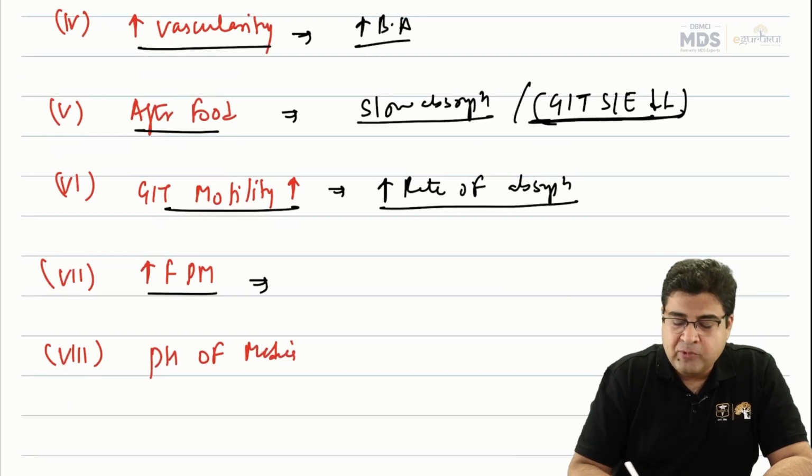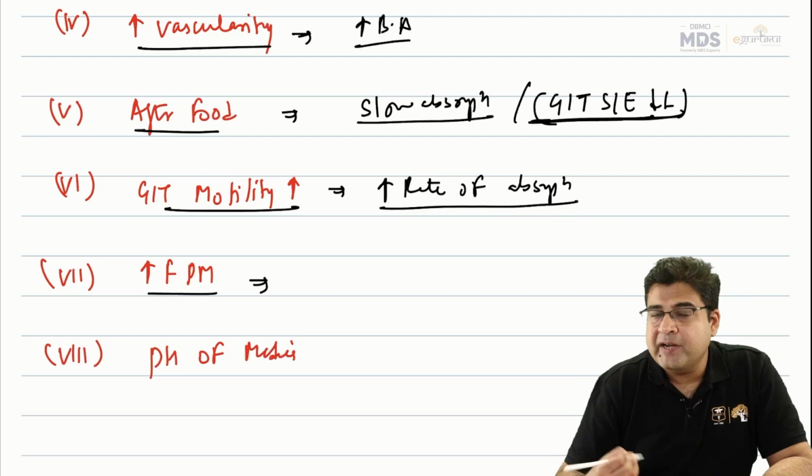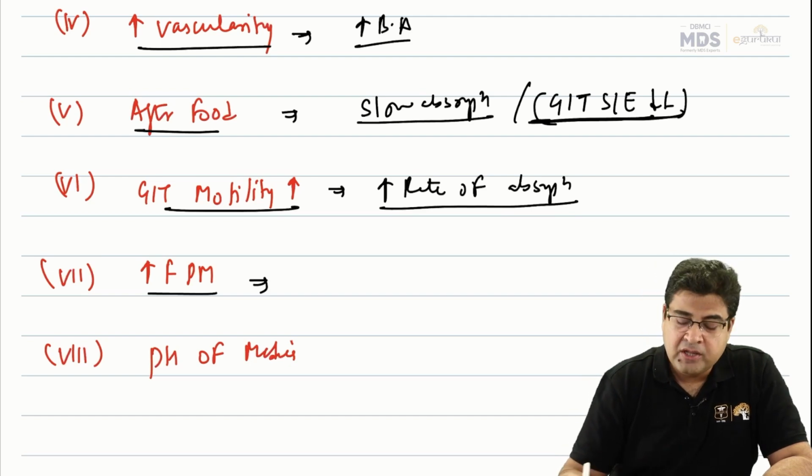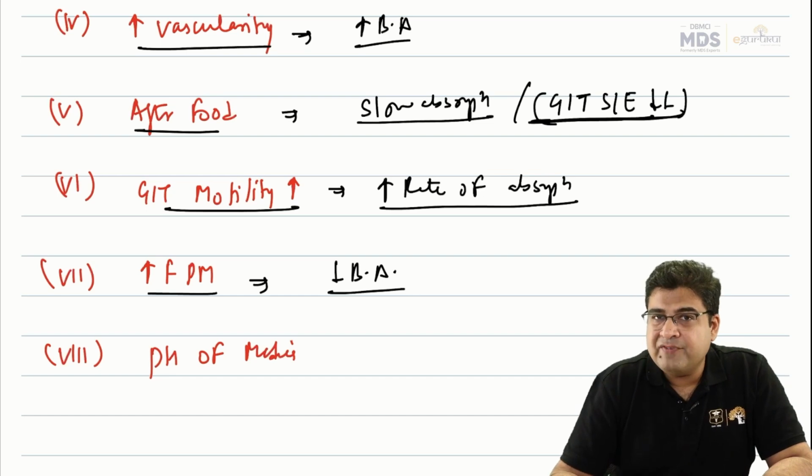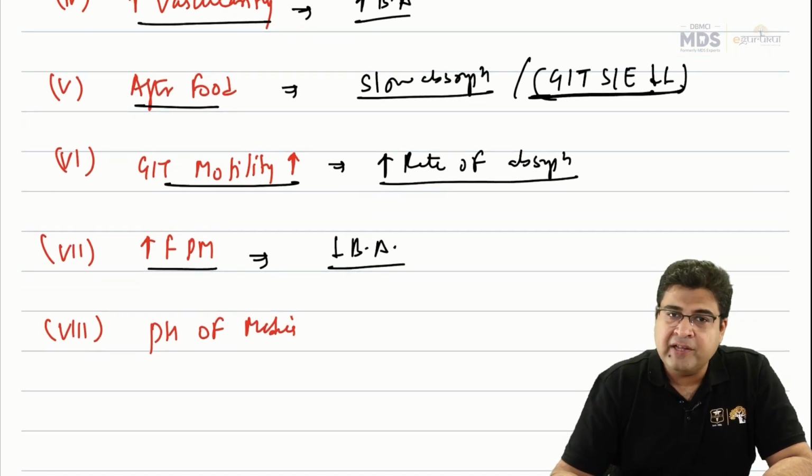Now, the first pass metabolism. If a drug has high first pass metabolism, it means most of the drug gets metabolized in the liver before it gets absorbed. So the medicine will reach the plasma in a very low concentration. So the more the first pass metabolism, the less the bioavailability of the drug.